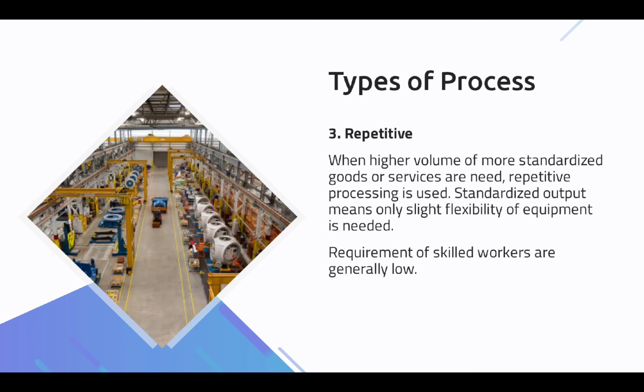Number 3, repetitive. When a higher volume of more standardized goods or services are needed, repetitive processing is used. Standardized output means only slight flexibility of equipment is needed. The requirement of skilled workers is generally low. For example, manufacturing plants producing pencils, automatic car wash, cafeteria lines, and many more.